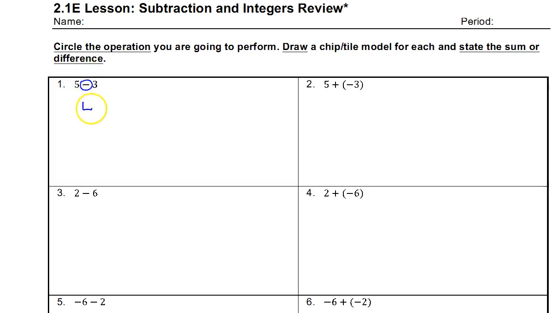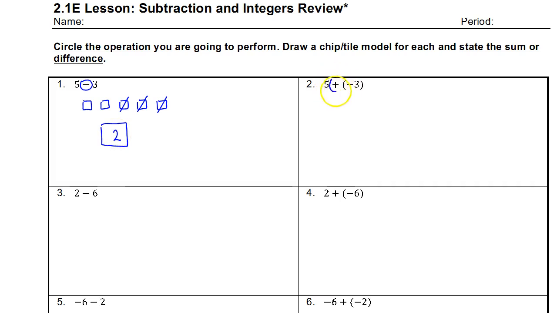And if I'm drawing a chip model, I'm going to start off with a positive 5. So 5 unshaded chips. And remember, if I'm subtracting 3, that means I want to remove 3 positives. So I have plenty of positives, and I can remove 3 of them. And from my model, I can see that 2 positives are remaining, so my difference is positive 2.